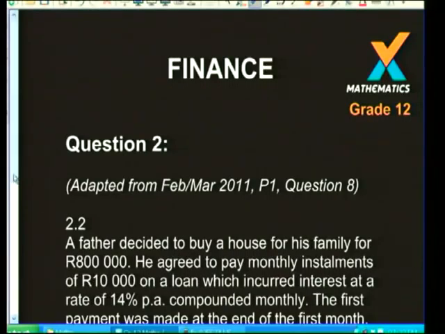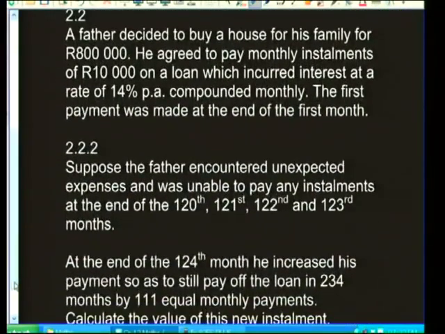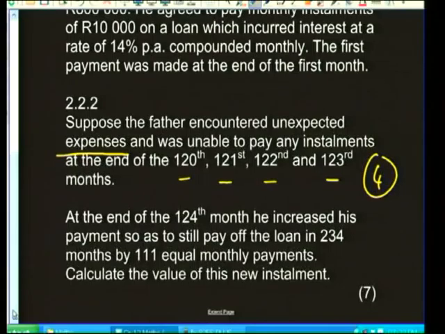Right, similar scenario, well, exactly the same, but here we're coming on to 2.2.2. Suppose the father encountered unexpected expenses. Unfortunate, but sometimes it happens, and he was unable to pay any installments, 120, 121, 122, and 123, 4 installments outstanding. All right, but we've already realized this gentleman is really responsible.